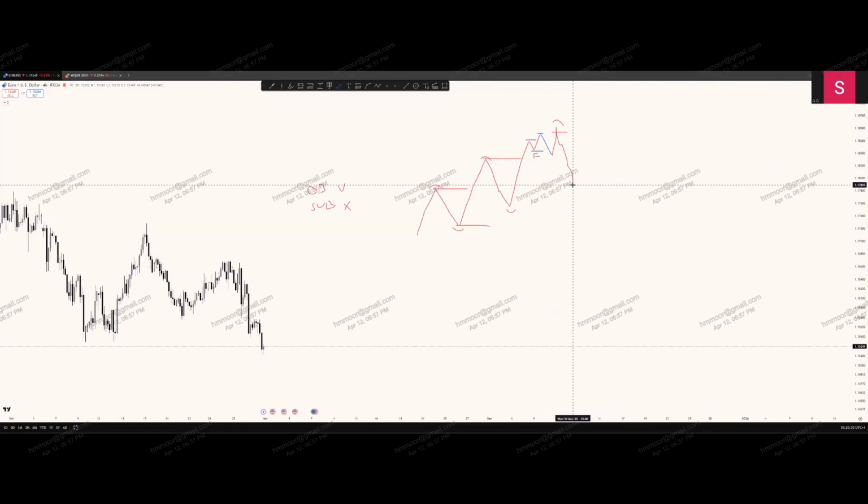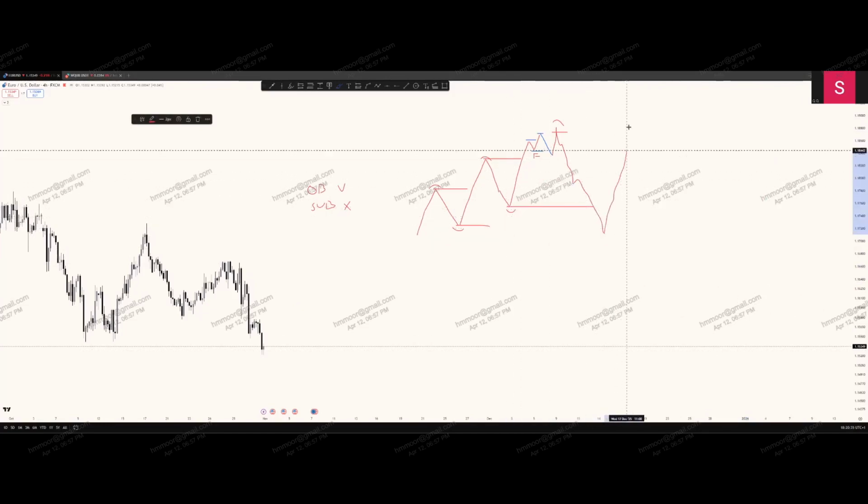But then if price does this, breaks subjective structure, breaks major structure, and then comes back and then sweeps this relevant high, then we can say for sure that this high is gonna be a swing sell, right? It's gonna be a big sell.